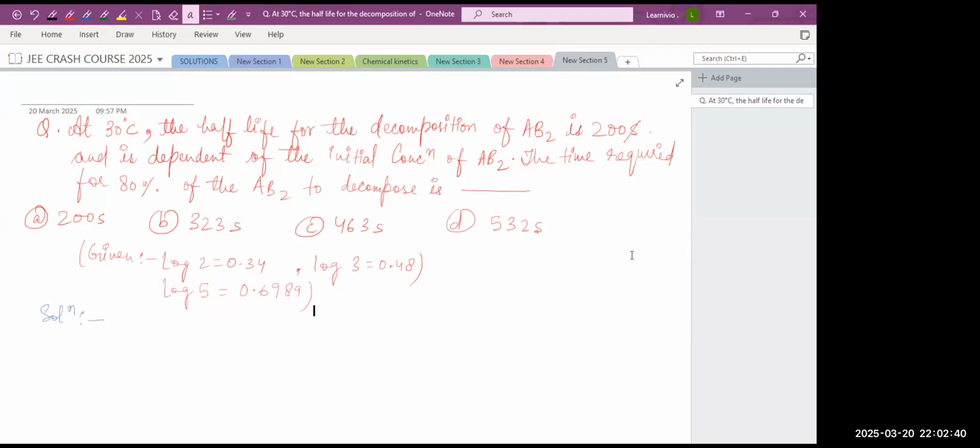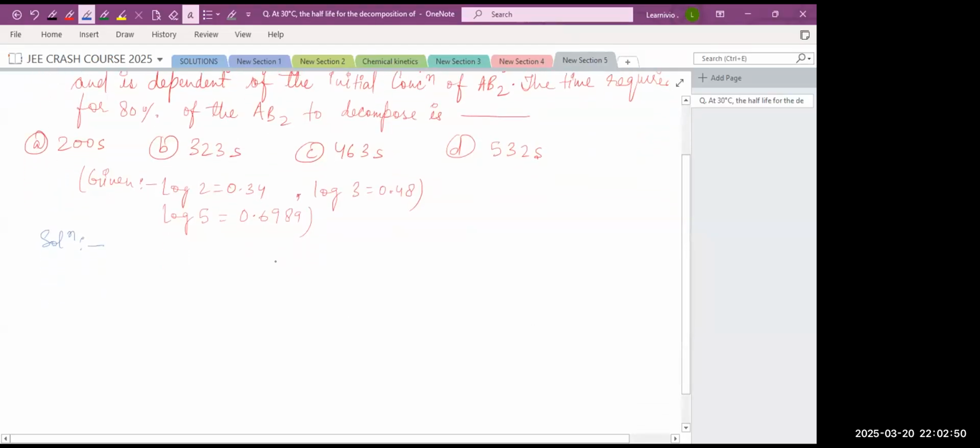Ma'am, is it option C? Yes, option C is correct. Done? Both of you? Okay, see, we know that for a first order reaction, the T half is independent of the initial concentration, so the order will be 1.